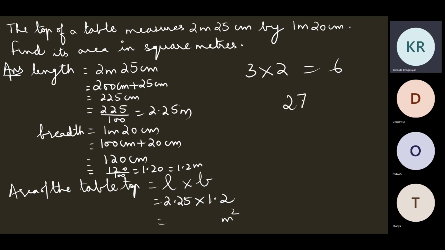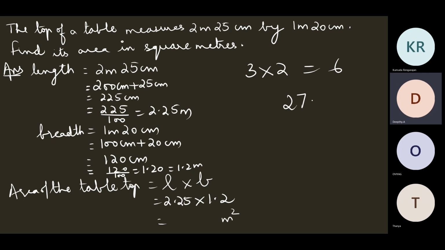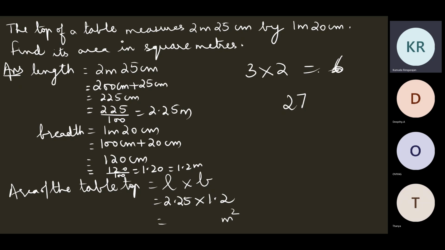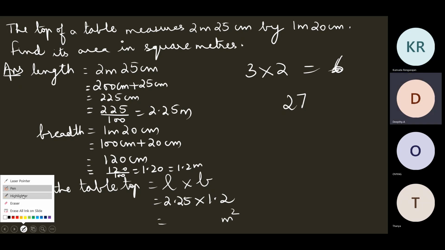So 27 is straight away incorrect. Ma'am, I'm pretty sure it's 2.7. I'm not saying you must get 6. You can kind of judge if your answer is right or wrong. That's what I'm trying to say. Yes, I think I put the decimal point wrong. It should be 2.7.